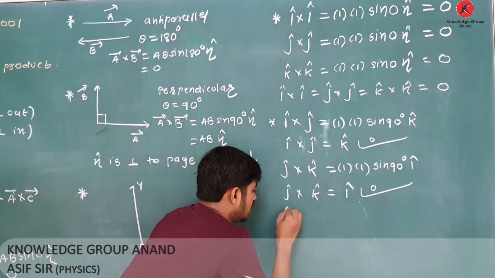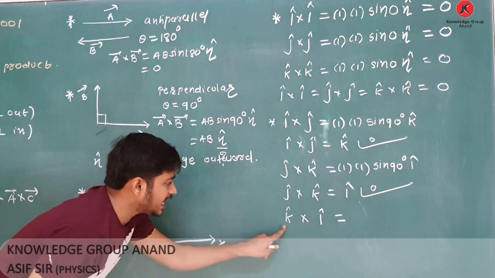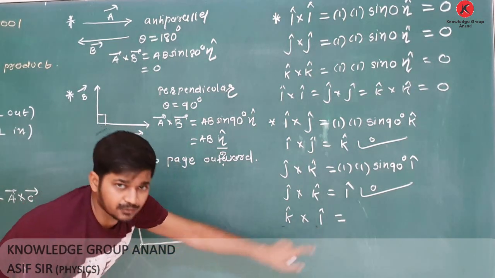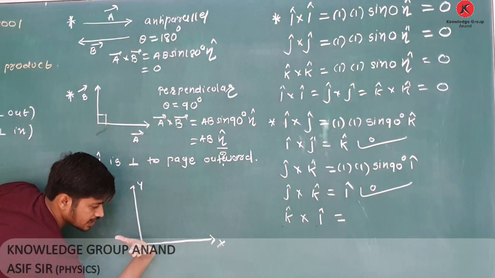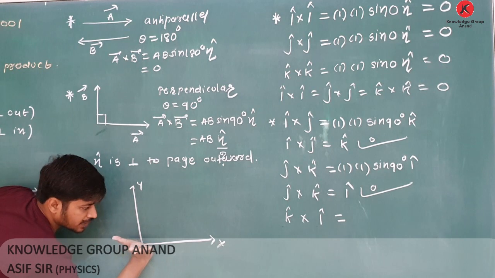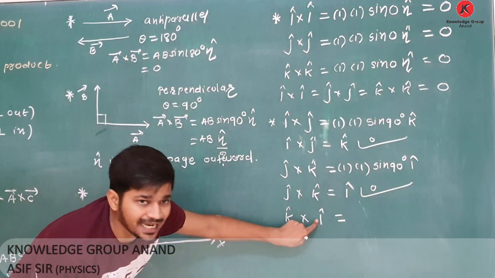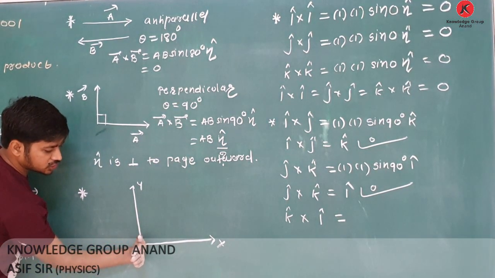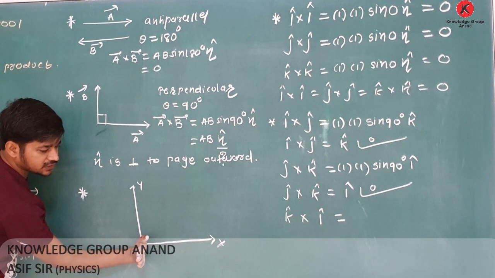Okay, k cross i caret. K means z-axis. I caret means x-axis. See, the z-axis is perpendicular, coming outside in this direction. Yes or no? Yes. Another vector is i caret, meaning the x-axis. So you have to put your hand like this in the direction of the z-axis.